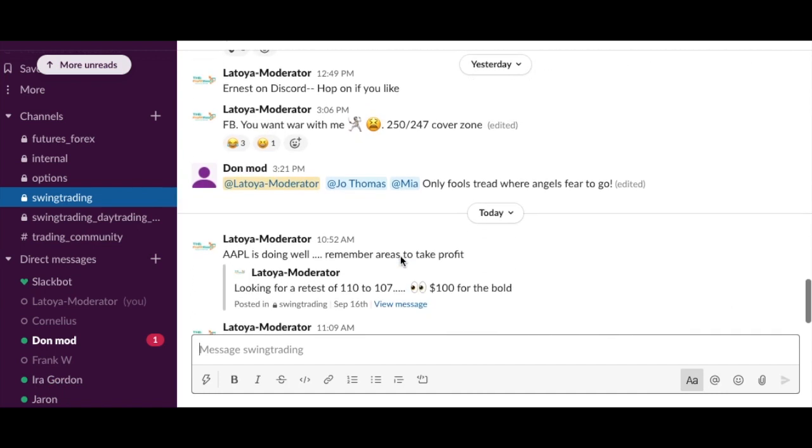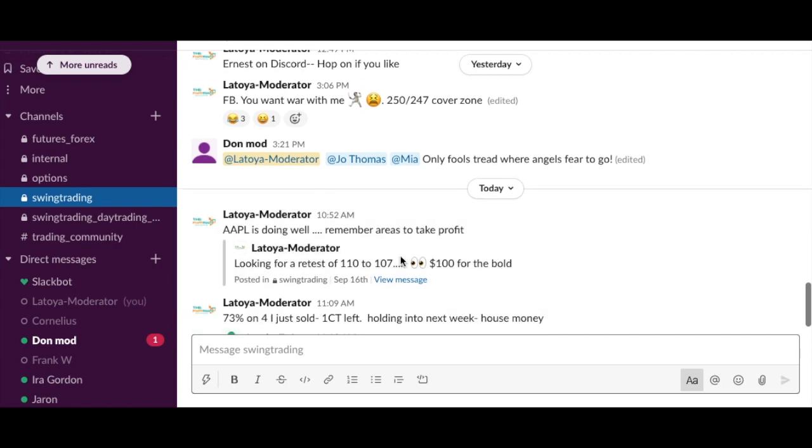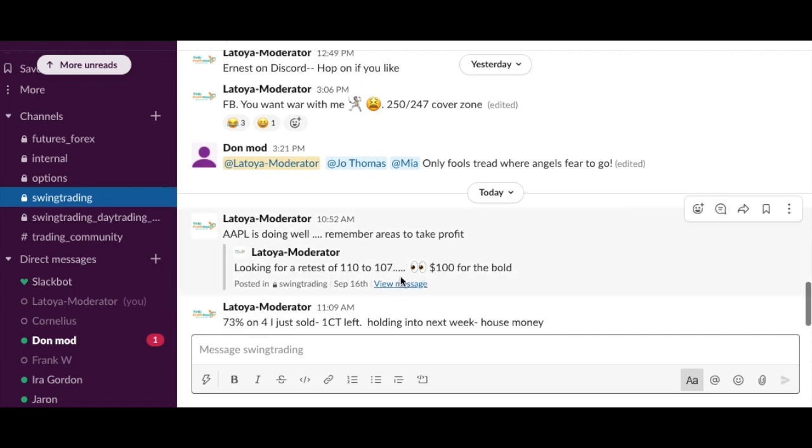Coming into today, to cover more of the Apple position, we wanted the 107 area. These are the retests. These are the take profit areas. Apple's low today was 107.20.